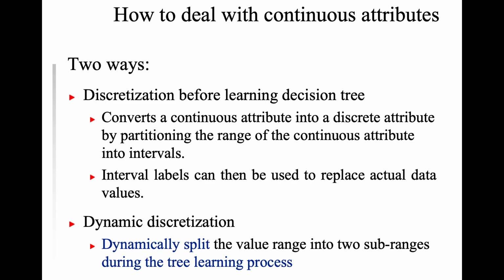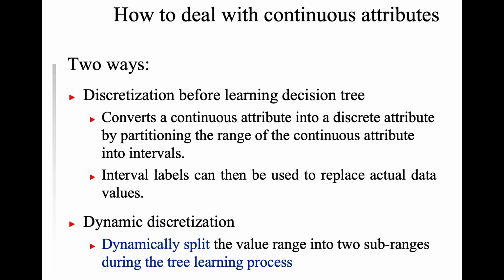Now, how to deal with continuous attributes? We have two ways. We can use discretization. We had this before. Discretization is used when you have a continuous variable and you want to convert it to intervals, or convert it to a categorical feature. So for example, you had age numbers and then you converted them to age ranges. So that was discretization, right? And then we can use those interval labels instead of the actual data values. So for example, we can use the age between 10 to 20 years old instead of age 10, 11, 12, 13, and so on.